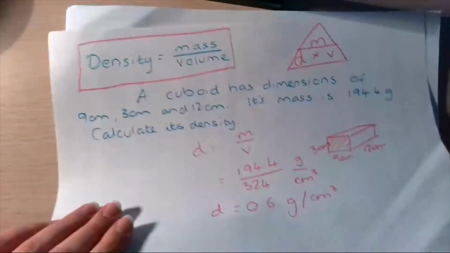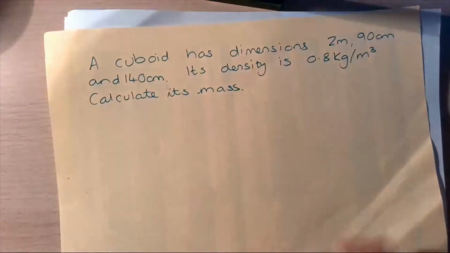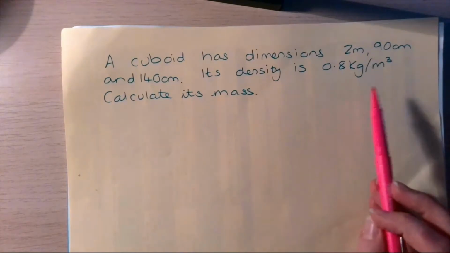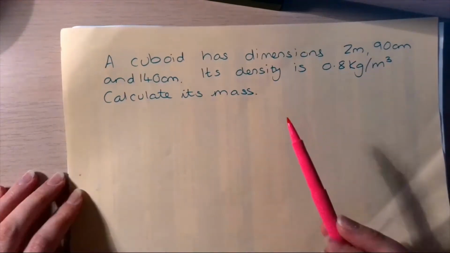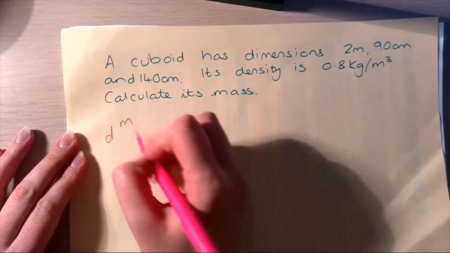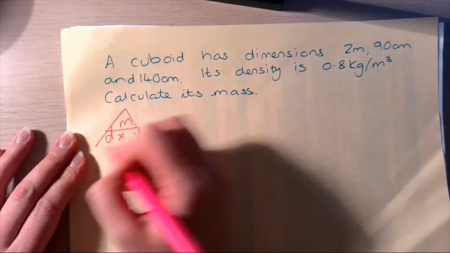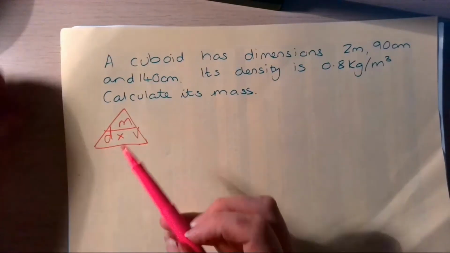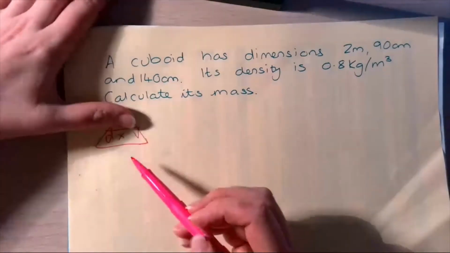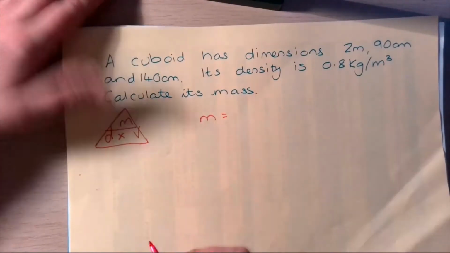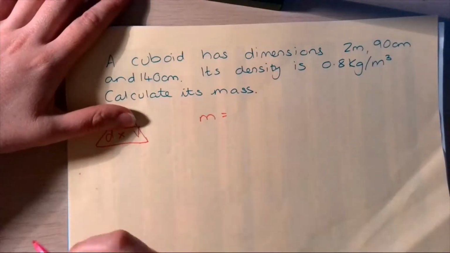These first 2 are actually on the PowerPoint, they just don't have the working with them. So we've got a cuboid here with dimensions of 2 metres, 90 centimetres and 140 centimetres. Its density is 0.8 kilograms per metre cubed, and we're going to calculate its mass. The first thing I'm going to do is put in my little triangle again, D, M, V, just a sketch, and we're looking for mass. Very much like when we were doing trigonometry, we cover up the thing we're looking for, and whatever's left is our calculation. So we're looking for mass, we cover it up, and it's density multiplied by volume.